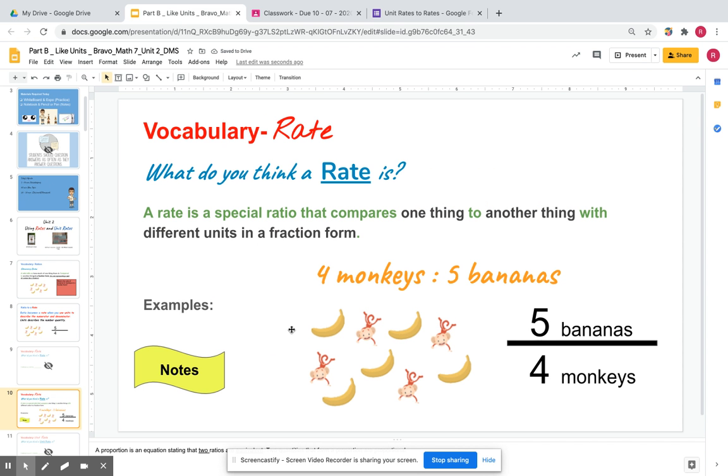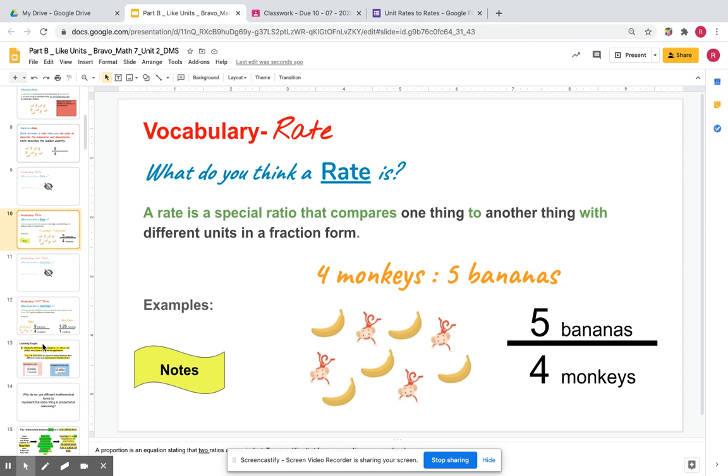So, for example, 5 what? 5 bananas, and the bottom, the denominator, it's 4 what? 4 monkeys. So this becomes a rate. It looks like a fraction, but it has descriptions. So let's move on with that idea in mind.